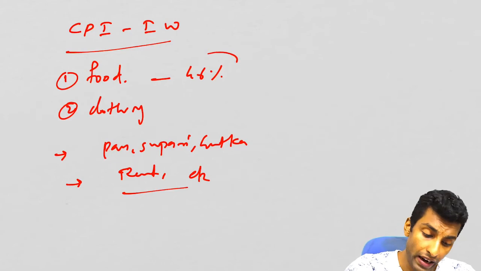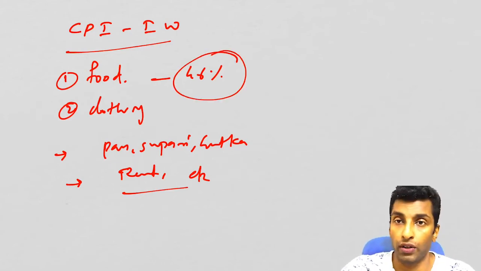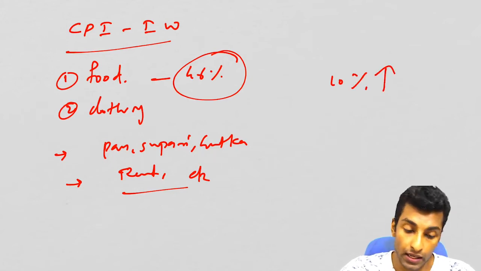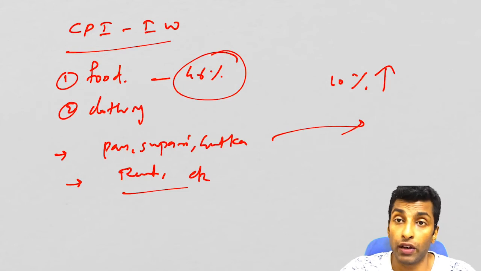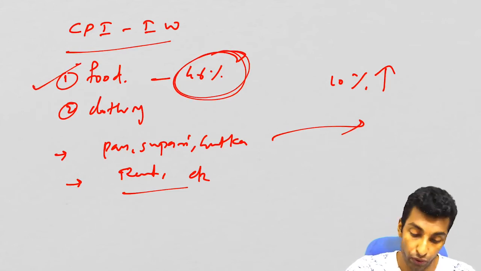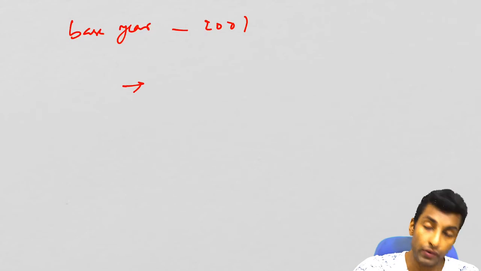Now weightage, I've already told you, it shows the significance. See, the inflation or increase in food is 10% and increase in gutka is 10%. Which one affects the maximum? Food affects the maximum, so we give more weightage to food. Like that, weightage is given. So you first collect items and then you assign the weightage. The base year is 2001.